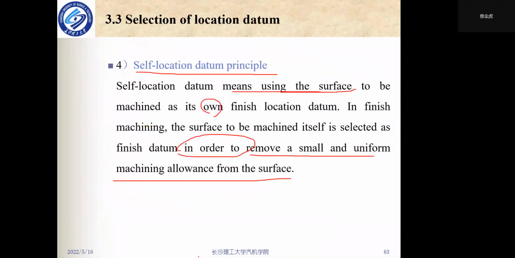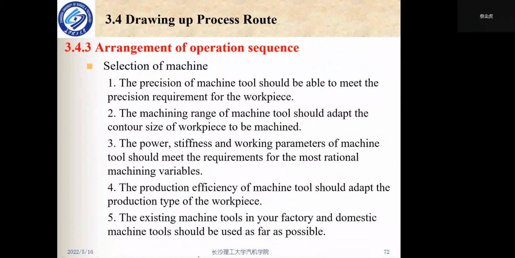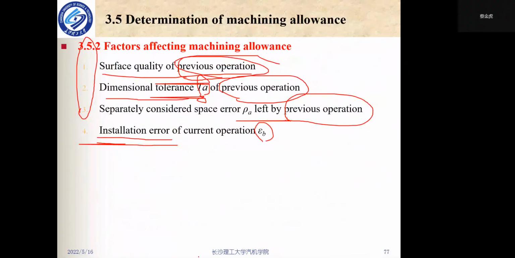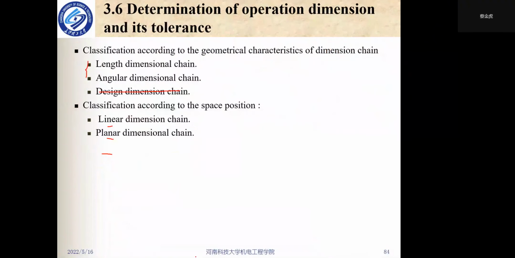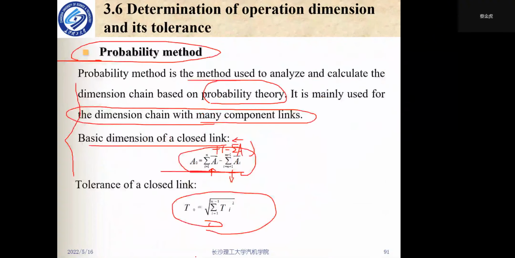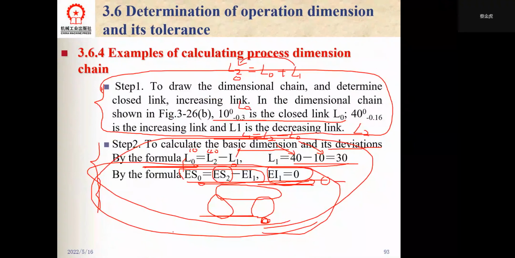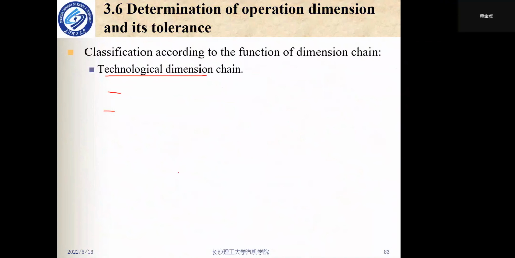and I will send the PPT to the WeChat group, and some of the points and content will appear in the final examination, especially the last example we just showed. The final examination will come out of the PPT. So please pay attention to the contents.